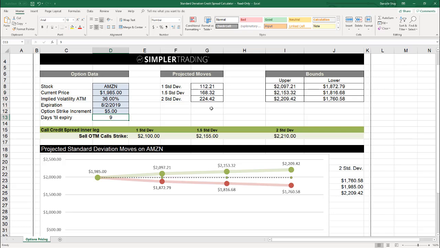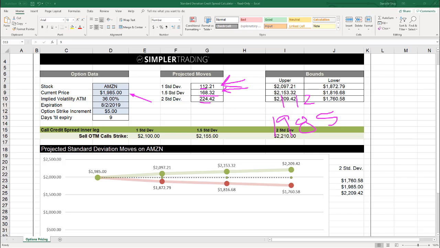Okay. So now what that gives you is these overall levels. You have one standard deviation move, which is about $112, 1.5 standard deviations, which is $168, and 2 standard deviations, which is $224. Now, what I used to do is I would just add it to the upside. So for example, if you have 1985, then you would add on 1 standard deviation to the upside, which would be 112.